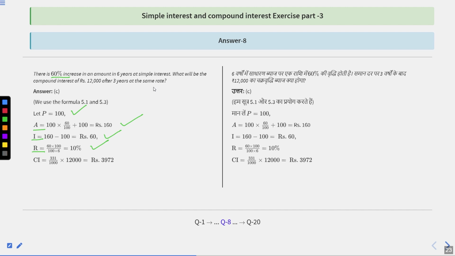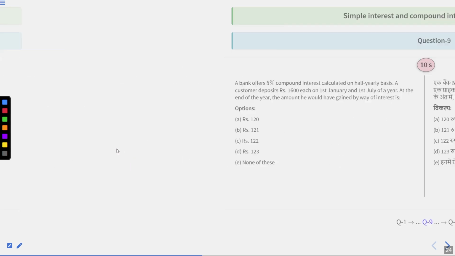So what will be our compound interest when we invest 12,000 rupees for 3 years? When we calculate it, for 3 years the factor is 331 upon 1000. So we can directly multiply by 12,000 to calculate the compound interest. When we multiply 12,000, we get 3,972 rupees. So C is the correct answer.